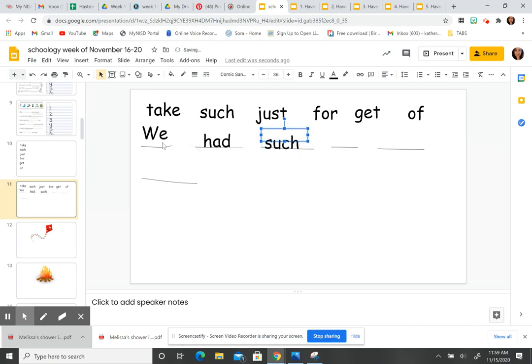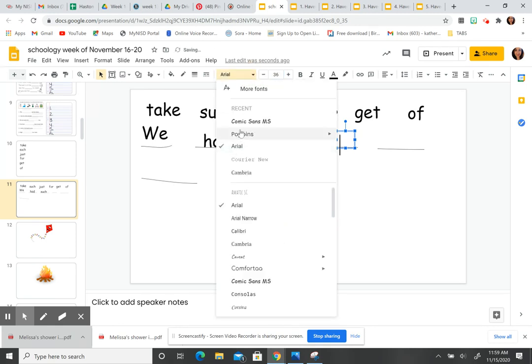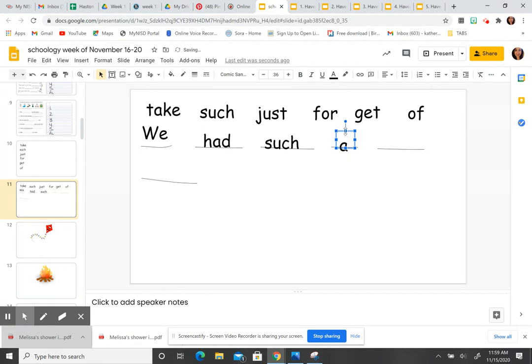Think about what our next word should be. We had such a. And make sure that you've got your spaces between your words. It's really important that we have our spaces. We had such a fun. Okay, so that's got 3 sounds. F, u, n. So see if you can figure out how to write fun. F, u, n. So you should have put F-U-N. We had such a fun time.